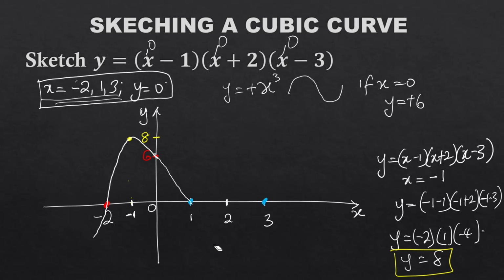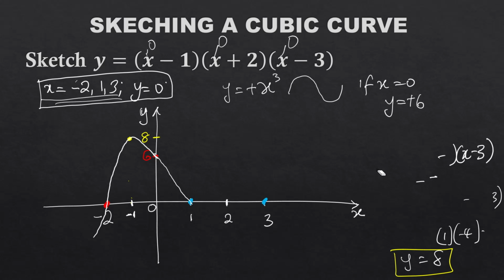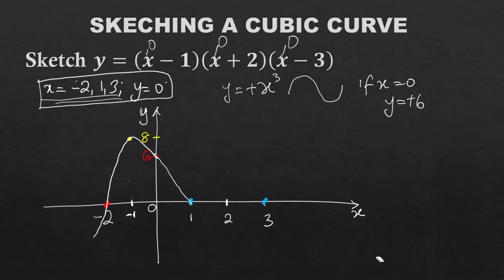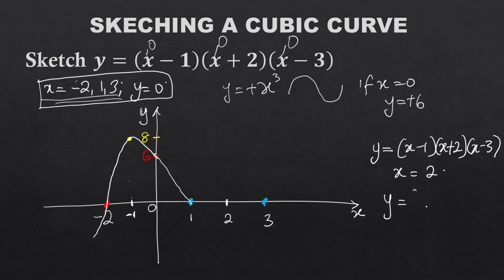So let me go back to my testing approach. This is one of the best approaches, I'm telling you. The next thing I'm going to ask myself is, what will be the coordinate of x with y? So let me go back. I'll have y is equal to x minus 1, x plus 2, x minus 3. So at x equal to 2, what will be my y? This is going to be 2 minus 1, 2 plus 2, 2 minus 3.